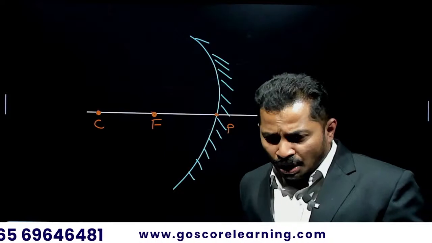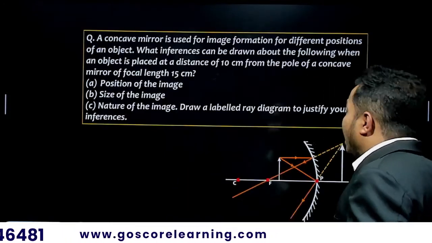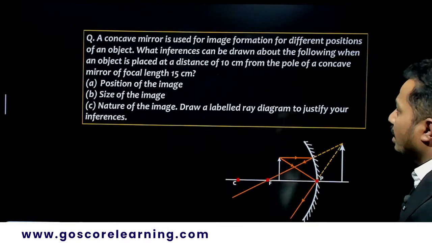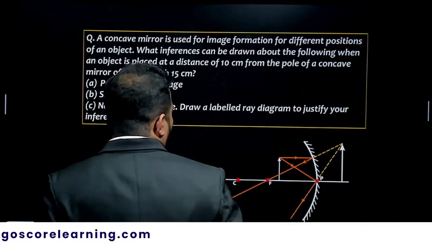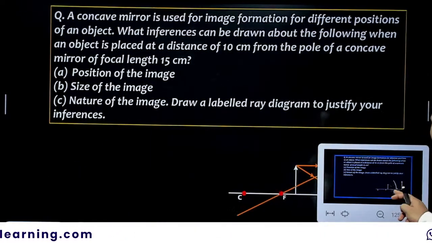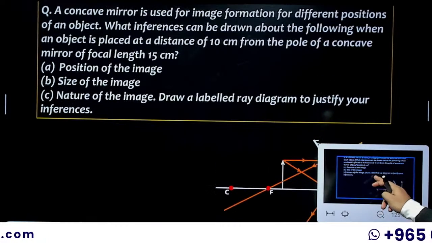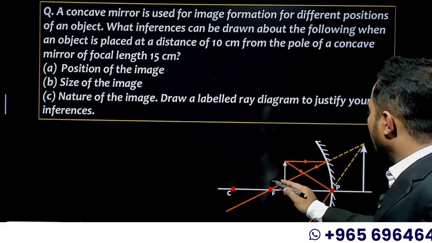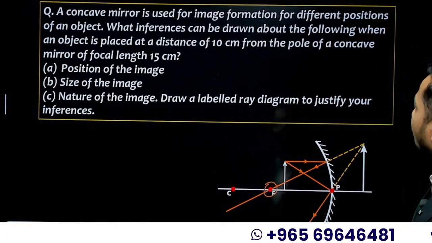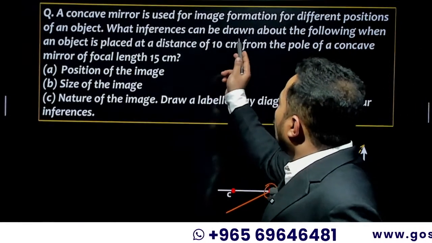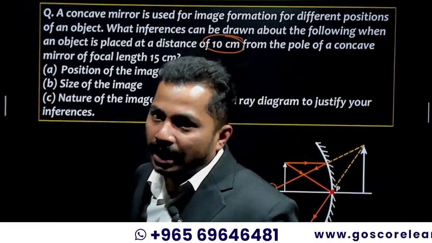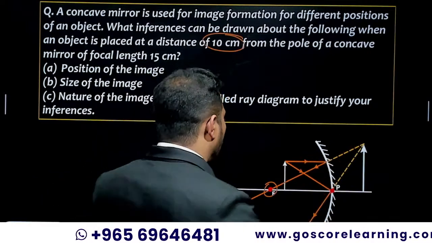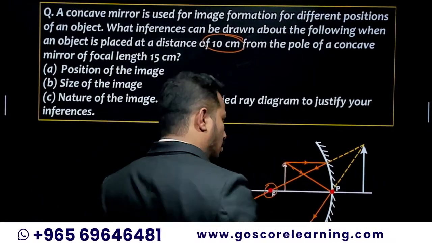Okay, you got it. So here is the ray diagram which I have already drawn, because I will explain the ray diagram. Now listen, the focal length is 15 centimeter, right? And the object is placed at 10 centimeter. It is obvious that the image is formed, and the object is placed, within the focus.